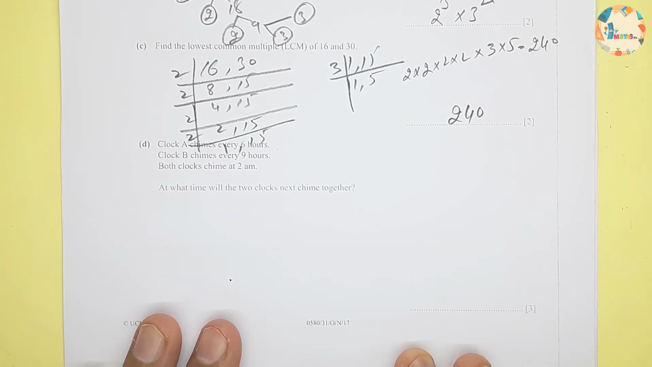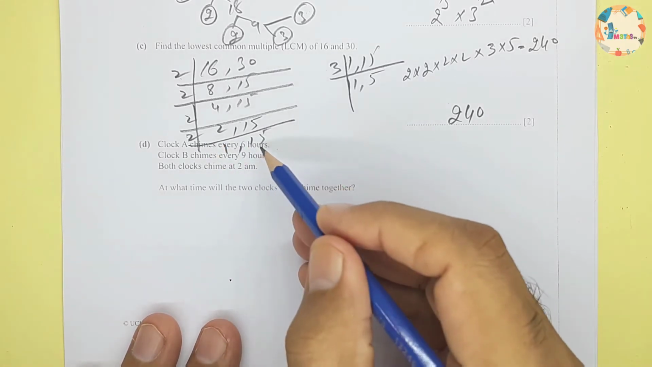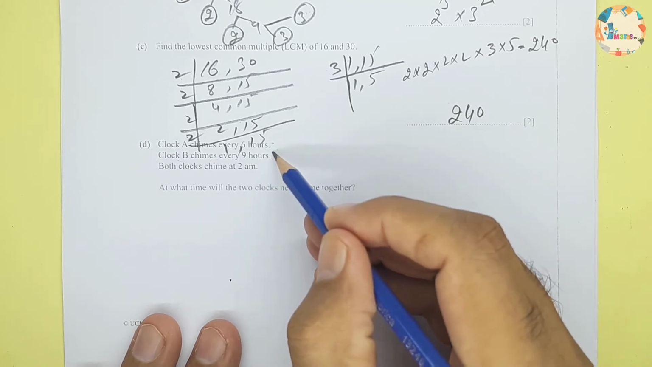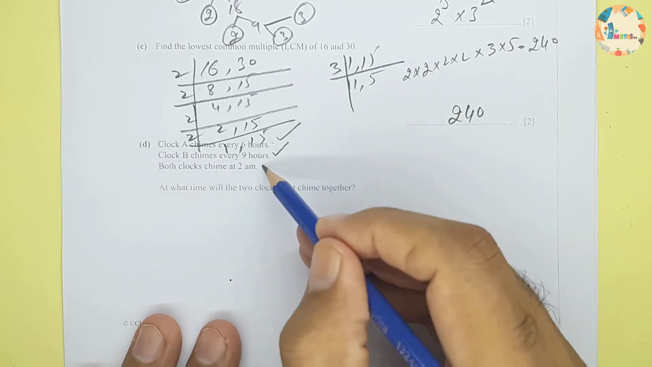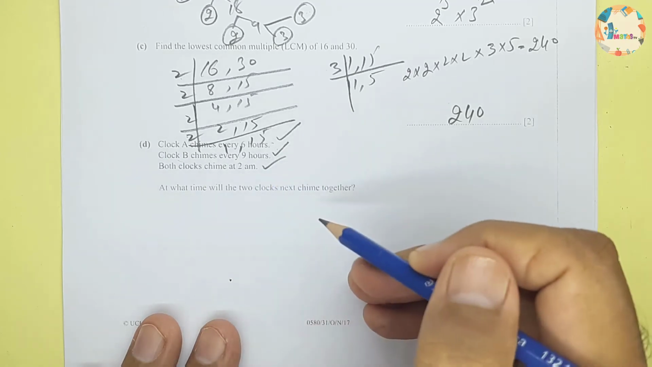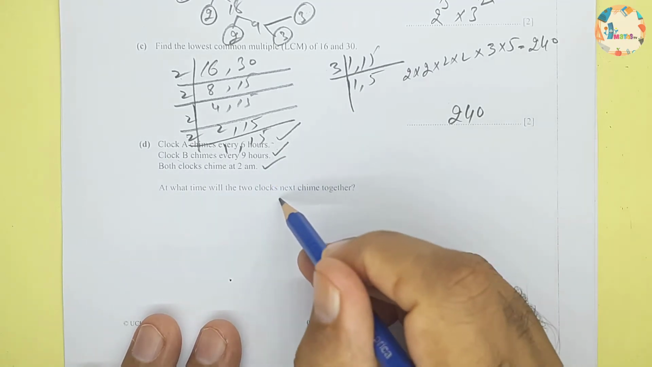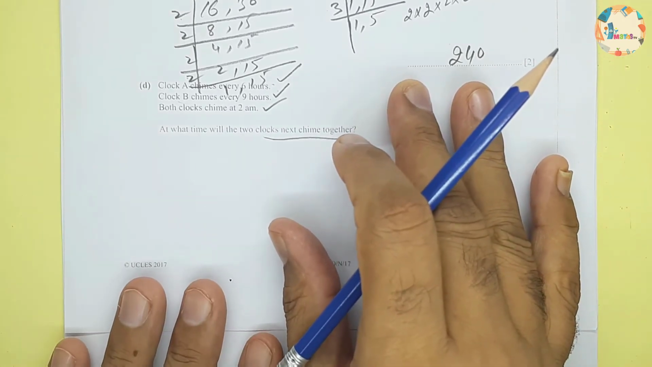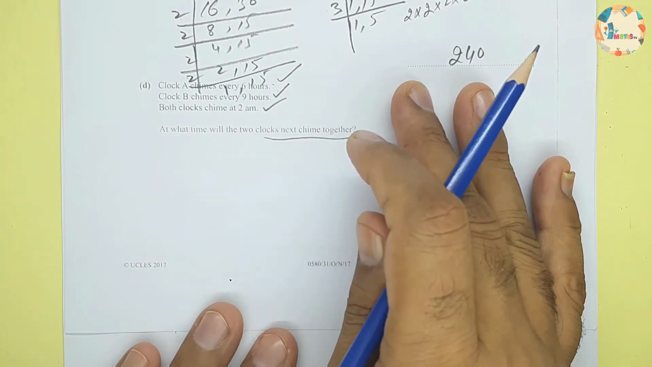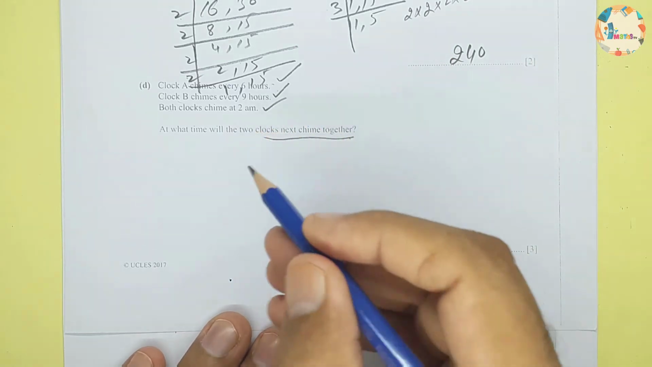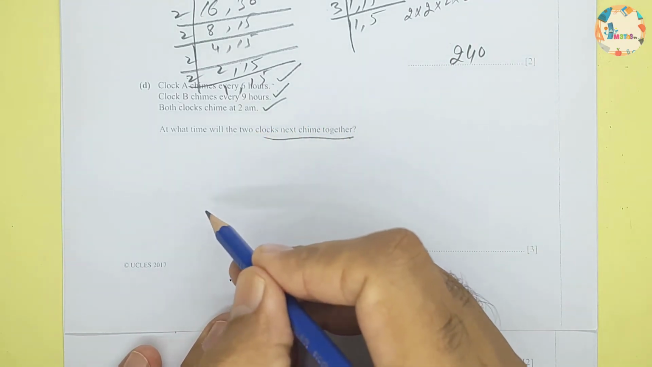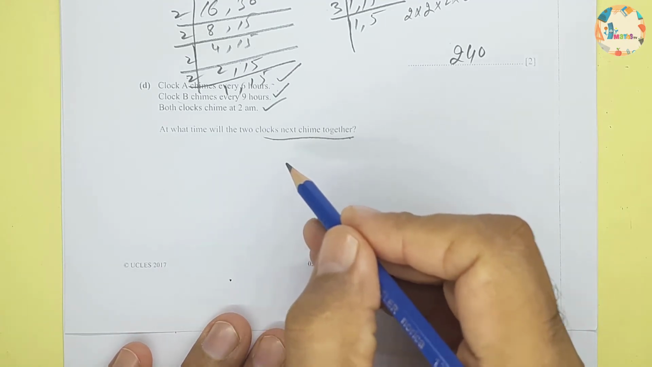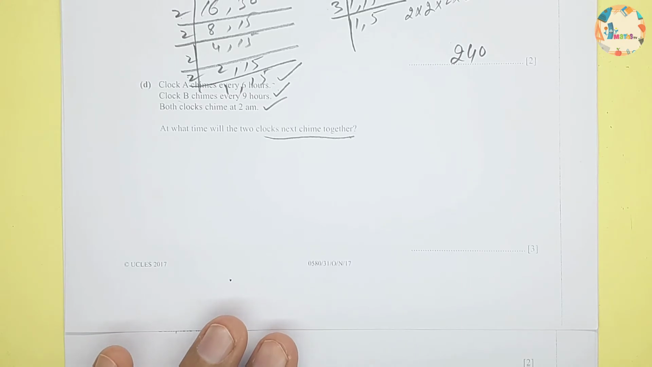Clock A chimes every 6 hours. B chimes every 9 hours. At what time will the two clocks chime all together? So basically we'll have to check the common multiple of these two.